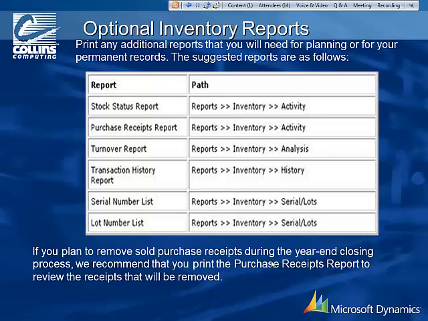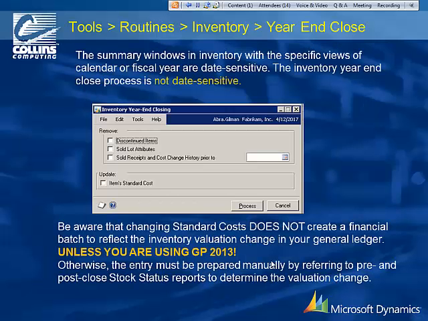Microsoft has mentioned that all these other reports here, the stock status, purchase receipts, these are some reports you might want to have copies of. You can send them to a PDF file so that you don't have to physically print out hundreds of pages. But if you want to go ahead and remove some of those options of like the sold receipts, then maybe you want to have a report of some of these things before you remove that history. These are the windows that go through in closing the inventory year end.